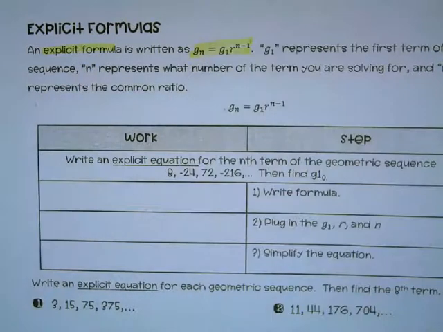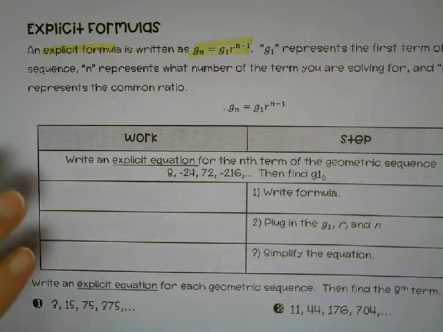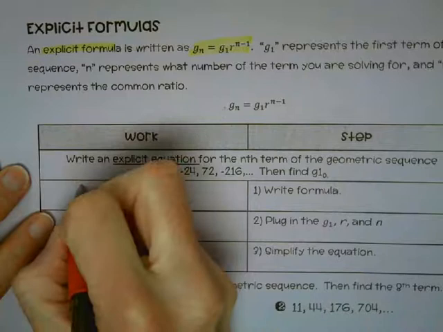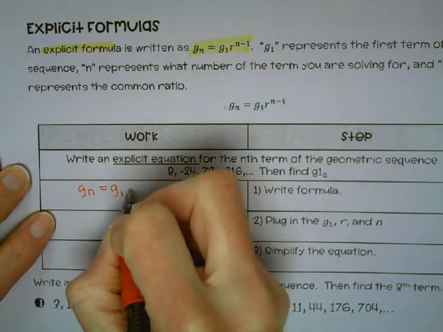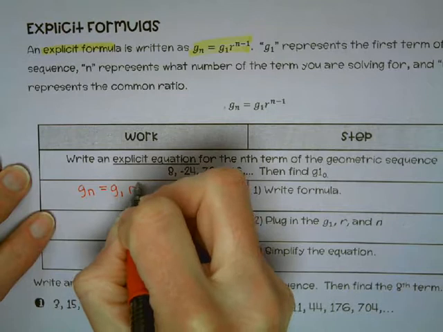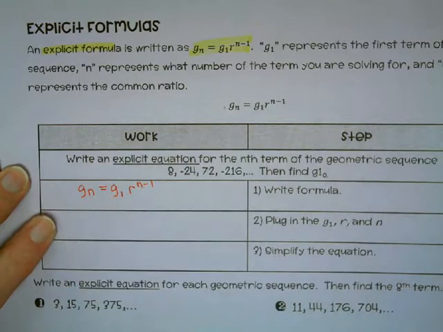Okay, where G1 represents the first term, just like in the last one. N represents the number you're looking for. And R is the common ratio. That is the number being multiplied. Okay, so let's write down the formula to start with. Okay, now we're going to plug in our numbers.